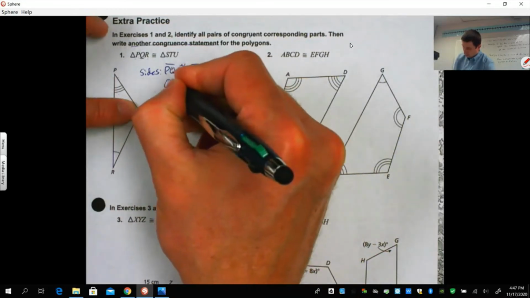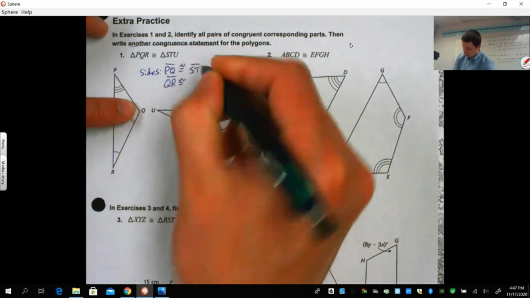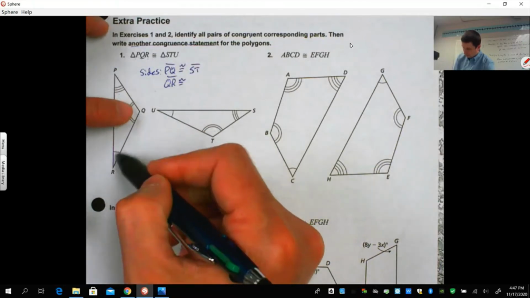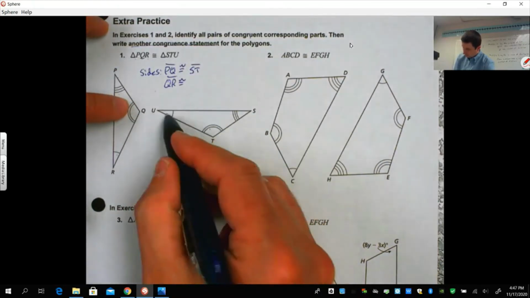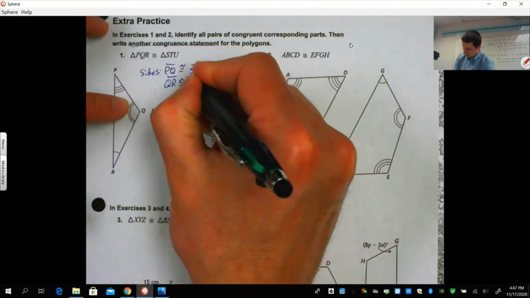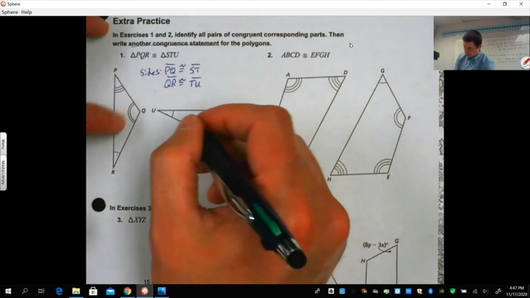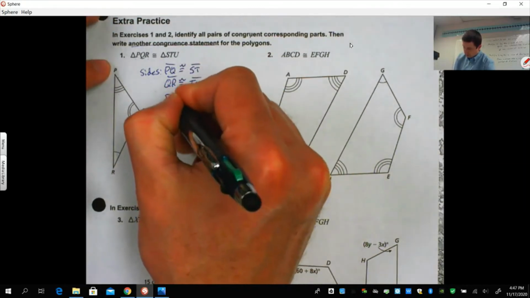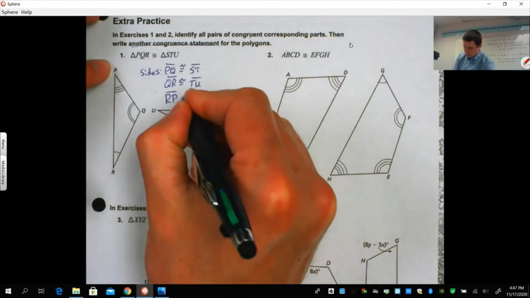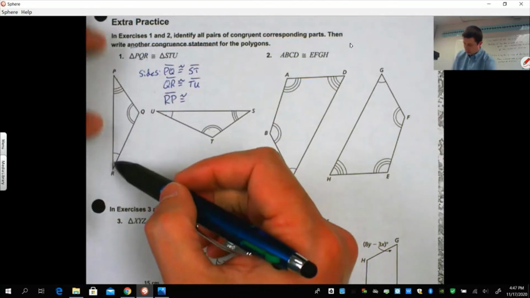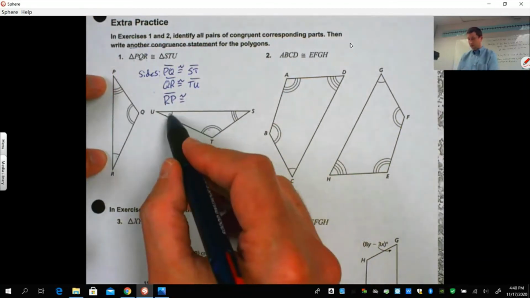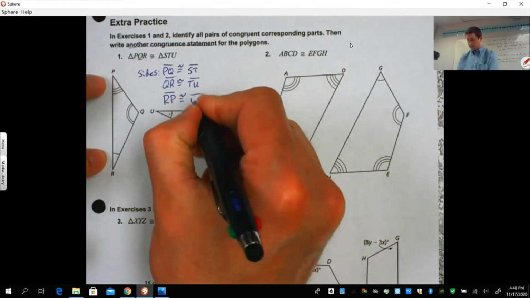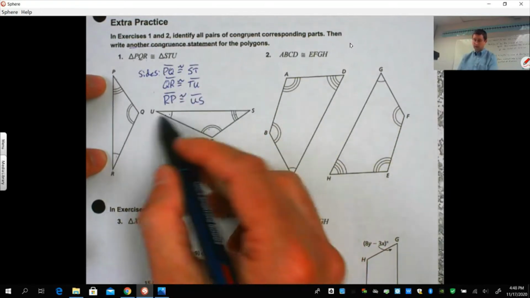QR is congruent to, so Q went from 2 to 1, so 2 to 1 has to be TU. We'll keep going in the same direction around. And then RP, notice the order in which I'm putting these is staying consistent. R goes from 1 to 3, so I'm going to say US. I'm not going to say SU, I'm going to say US.